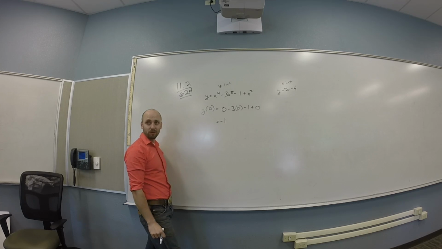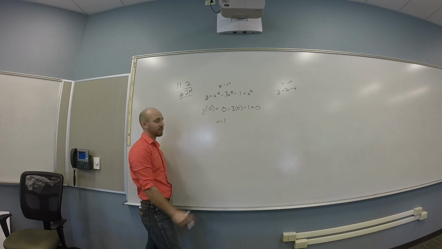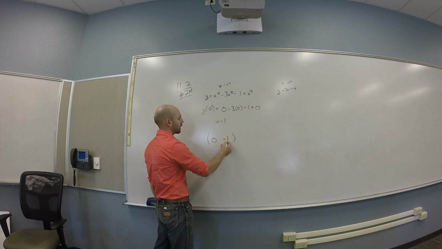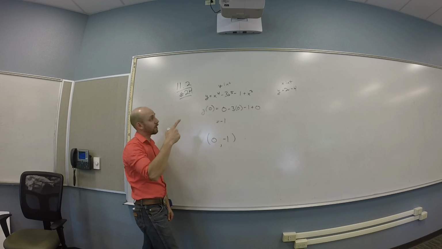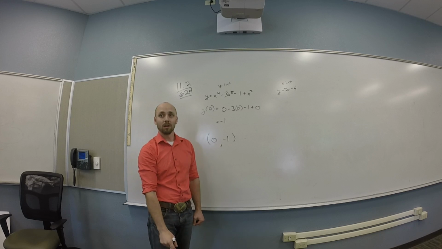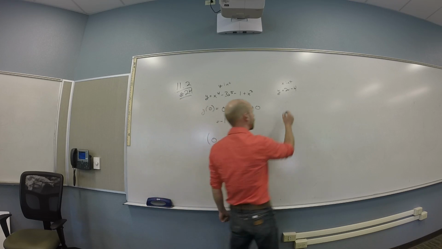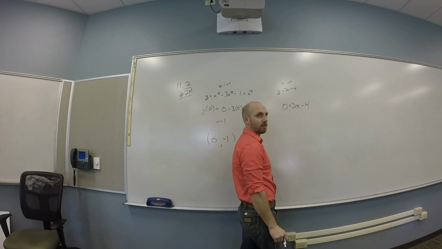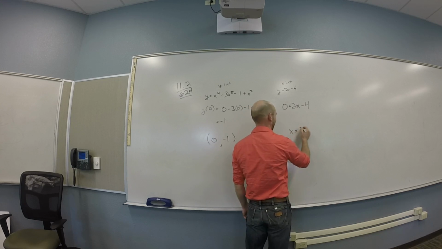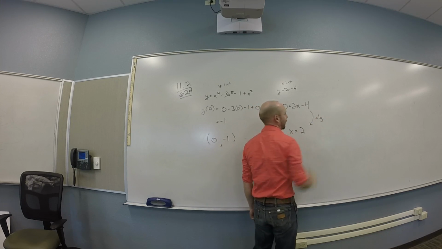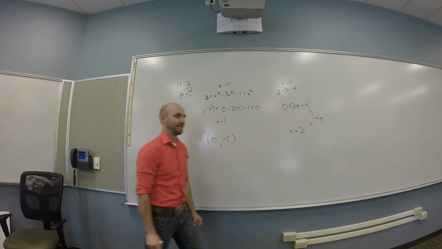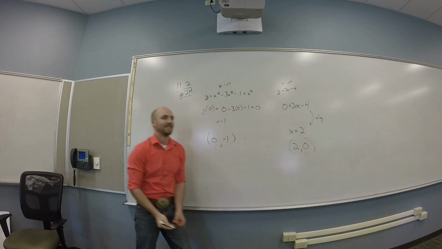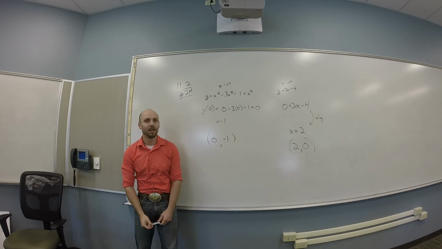I need to put a line through this, so I want that to be a point. What is the point that goes with that y-intercept? 0, negative 1. Cool. How do you find the x-intercept for the other one? Set y equal to 0. So when is the output 0? I do this, and then x is 2. Okay, do algebra. You guys are getting pretty good. So we have 2, 0, and 0, negative 1.